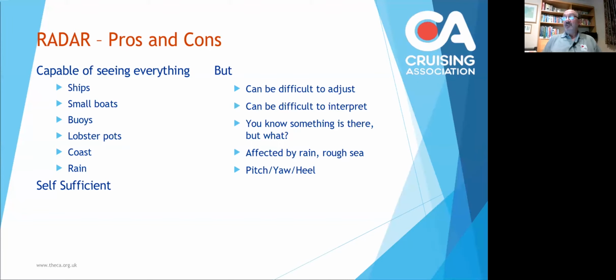But the disadvantages of radar is that it can be difficult to adjust. It can be difficult to interpret what those blobs actually mean. And you know something is there, perhaps because there's a blob there, but what is it? It can be affected by rain. So sort of the opposite of seeing where a rain cloud is, the effect can be that rain conceals something, as can a rough sea.